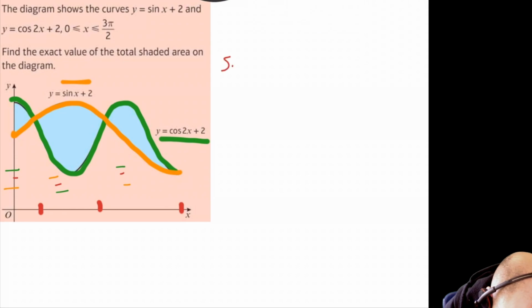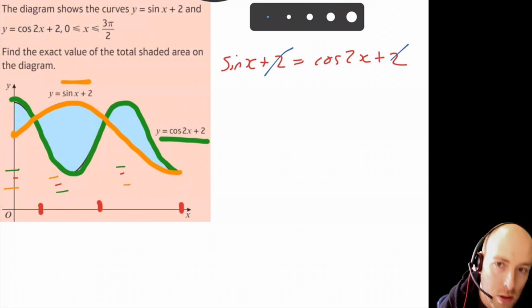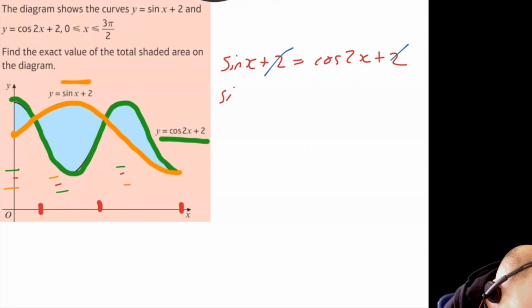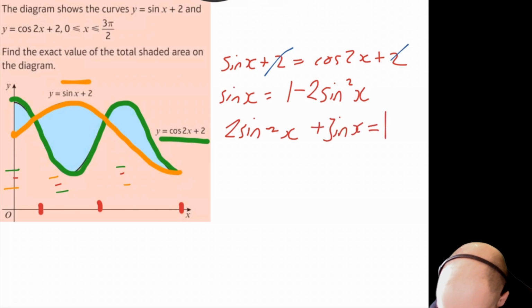So we're going to say sine x plus 2 equals cos 2x plus 2. We can get rid of the 2 from each side. If I change the cos 2x into 1 minus 2 sine squared x, we can get a sine quadratic. So 2 sine squared x plus sine x equals 1. If I solve that, that will find me the points of intersection.